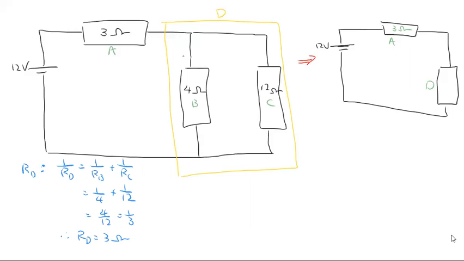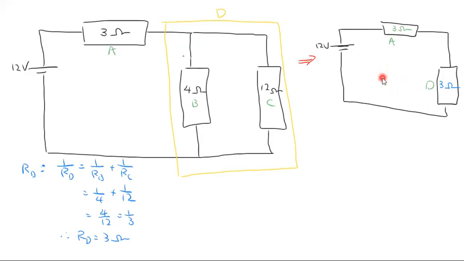So after applying the parallel resistance formula to B and C, remember that just represents D. So that means that this is 3 ohms. Does that make sense? Yeah. And so now, if you look at the simplified diagram here, conceptually, A and D are in series.